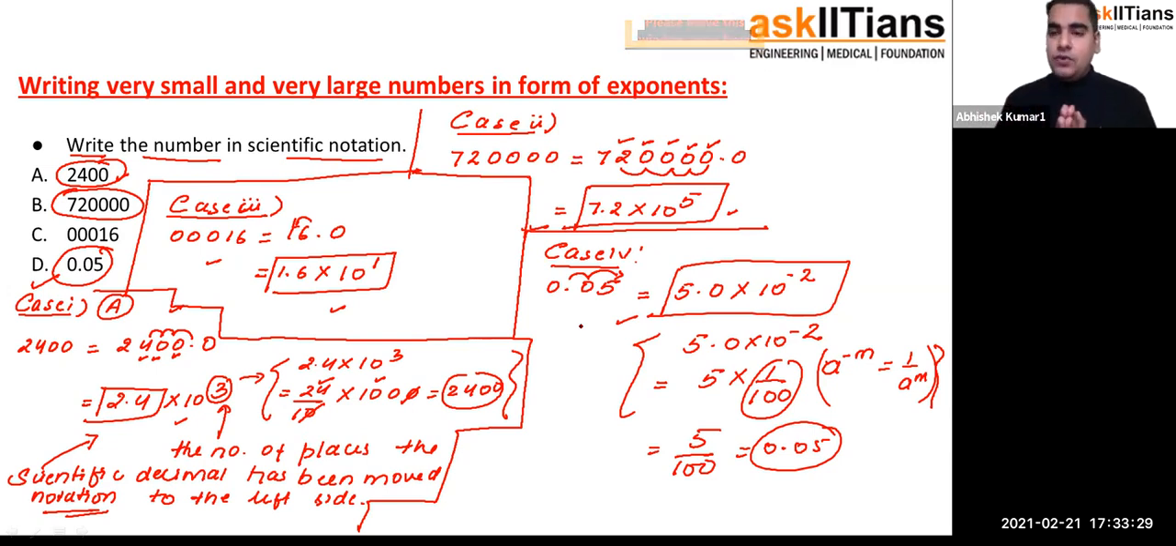Okay, if you are moving that decimal by some places on the left hand side, then the power of 10 which you have to consider should be positive. And when you are moving that decimal by some places on the right hand side, then the power of 10 which you need to consider must be negative. If you know these 3 points, then you are done with it. Please go through all the four examples.